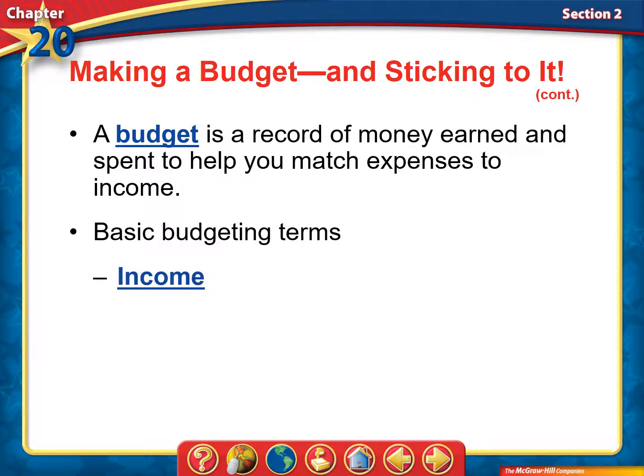Okay, so basic budgeting terms. Number one is simply income. Income, that is the money you received. It can be from labor, it can be from a gift, it can be whatever. Any money coming in, ergo, it's called income. Secondly, expenses. You need to understand expenses. That is money going out.